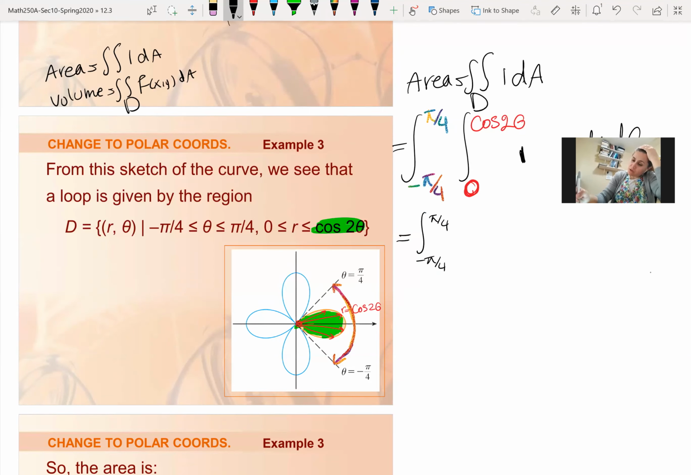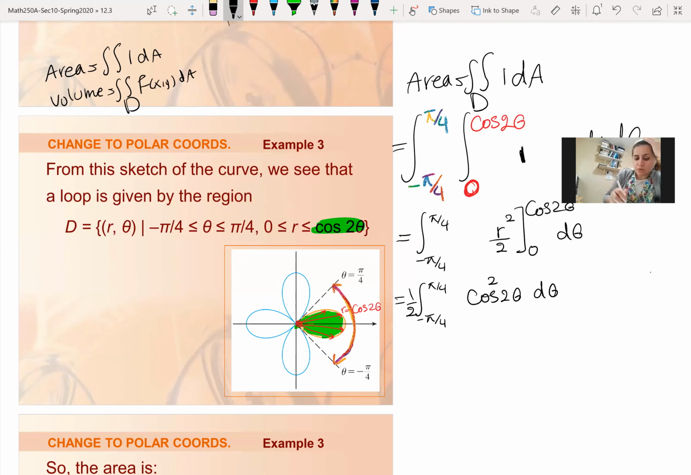And this is just R squared divided by 2. You plug in 0 to cosine, and then that gives you from negative pi over 4 to pi over 4. Again, I prefer to factor out my constant, which is half. And then cosine of 2 times 0 is just 0. Okay.